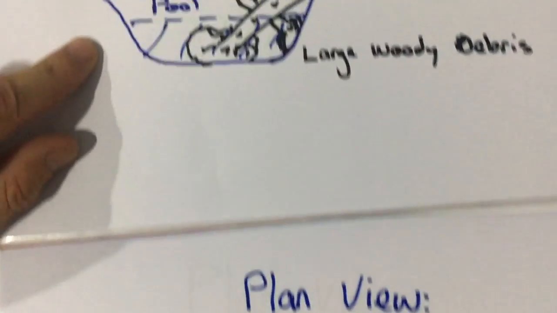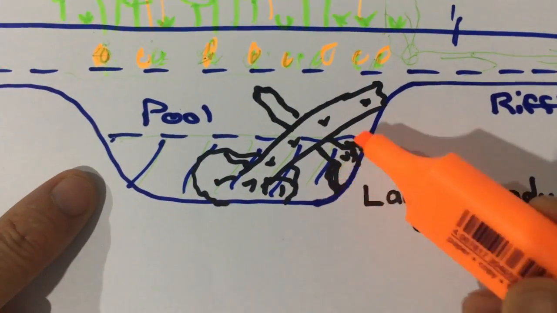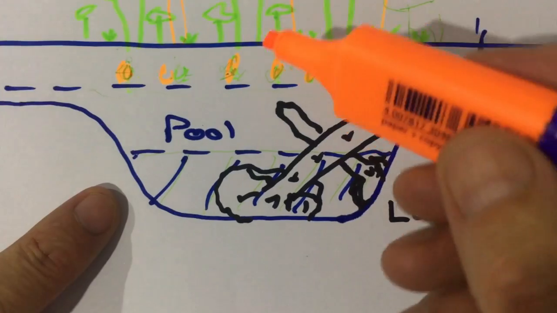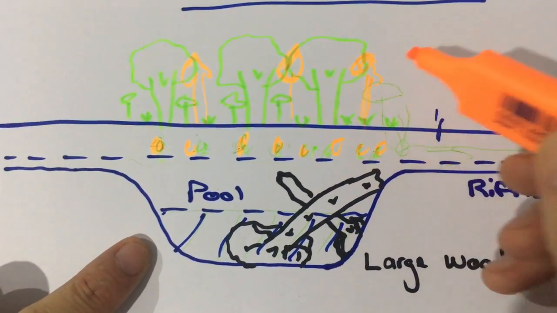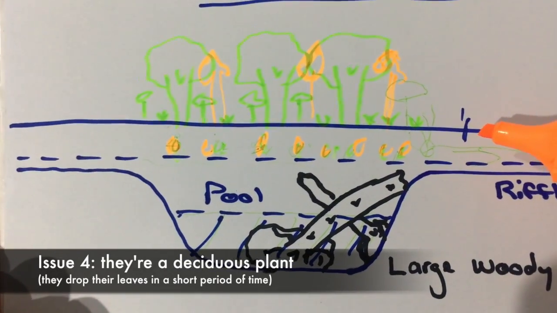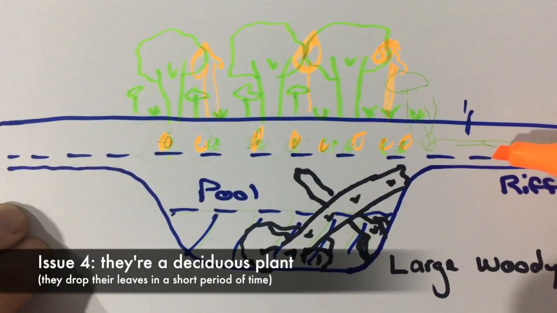So as we go back to the cross section, I've actually drawn that in. This is the sediment starting to fill pools up, and as you can see, it's starting to bury some of this large woody debris. The issue with willows as well, and I've drawn them here in orange, is that they're a deciduous plant. By deciduous, I mean they drop their leaf in autumn, usually over a period of 1 to 3 weeks.